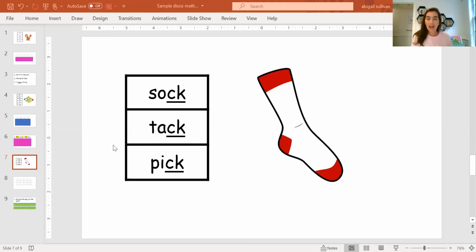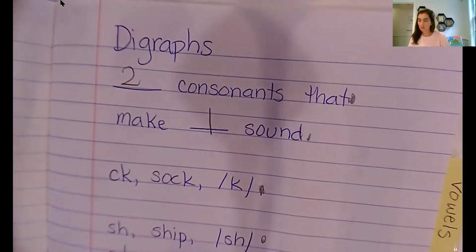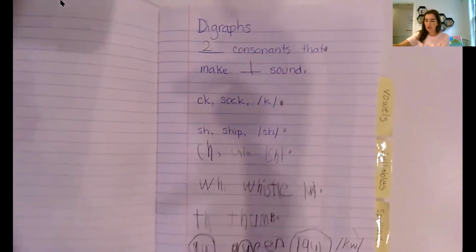Okay, so now we're going to add that into our notebook. Where do you think we should put it? Under consonants or vowels? That's right, consonants. So we're going to go to our consonant section, and I've actually started a new page for you here. So if we were online, you'd be doing some sort of cool digital version of this, but this is what my in-person journal looks like.